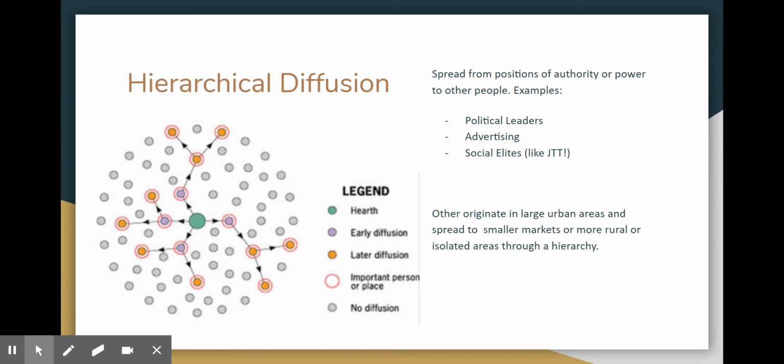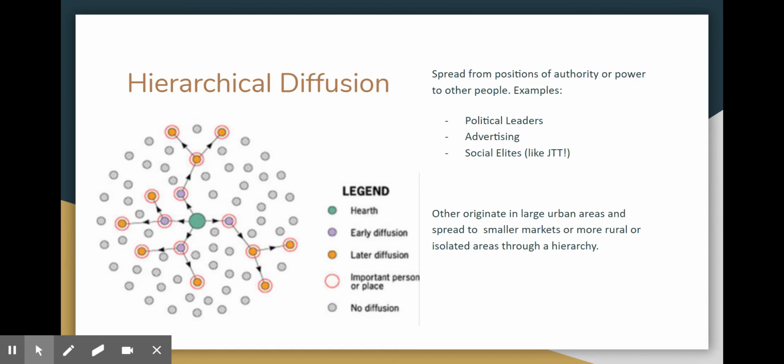So the next type of cultural diffusion is called hierarchical diffusion. So it has a lot to do with the word hierarchy, which means like an established chain that has kind of an element of positions of authority or power. So hierarchical diffusion is the spread of culture from positions of authority or power to other people. So I would say some sort of emulation of political leaders or celebrities.